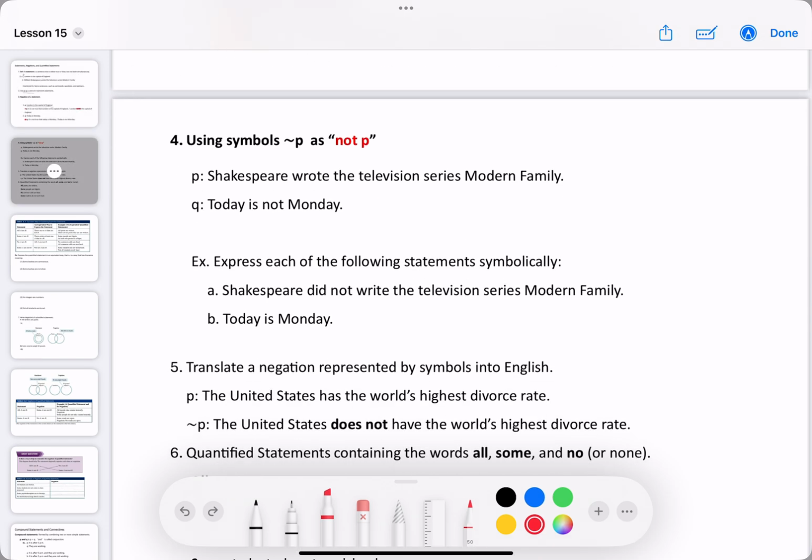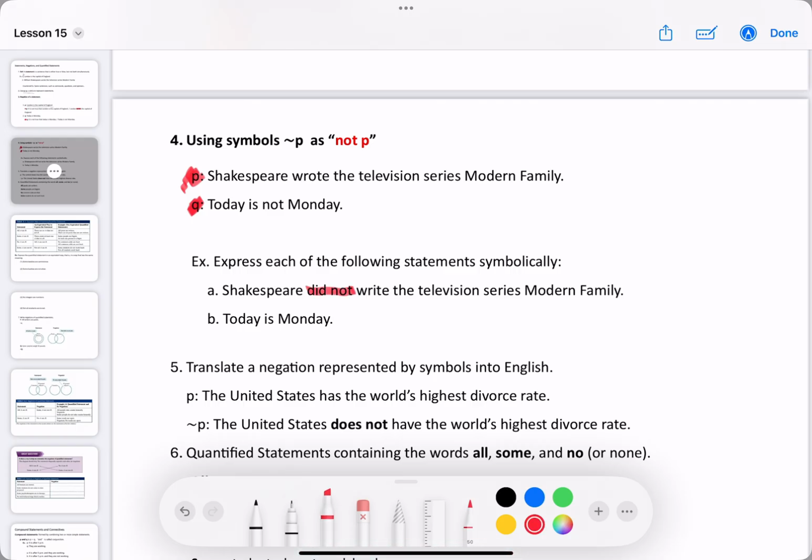Let's do some practice. If I give you two statements, the first one is Shakespeare wrote the television series Modern Family. Second statement is today is not Monday. Express each of the following statements symbolically. How do we write statements A and B in the symbols P and Q? So let's read the sentence.